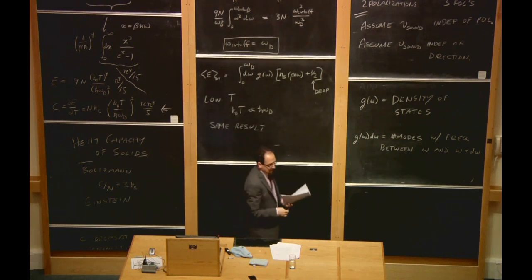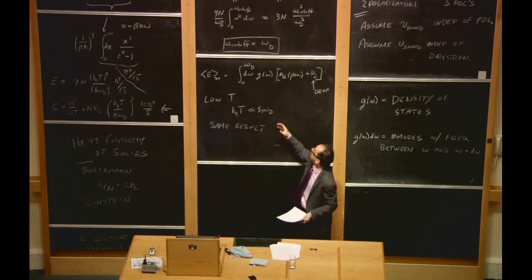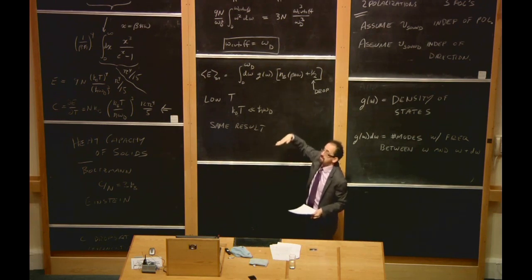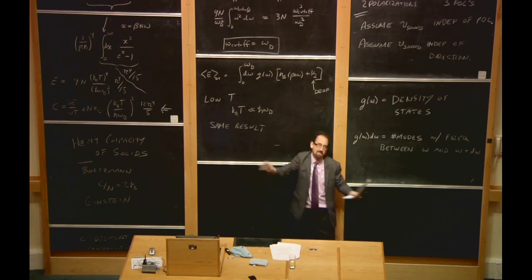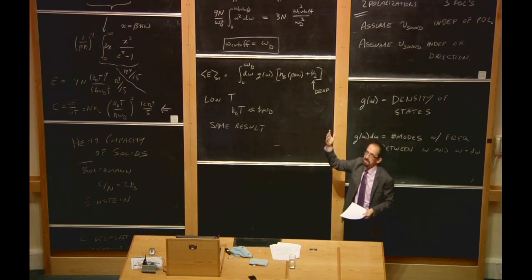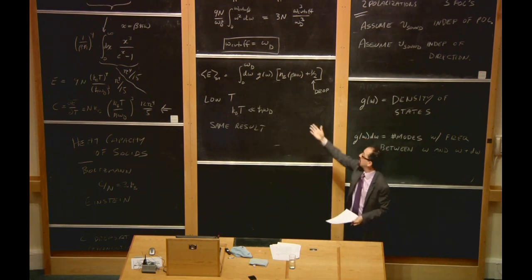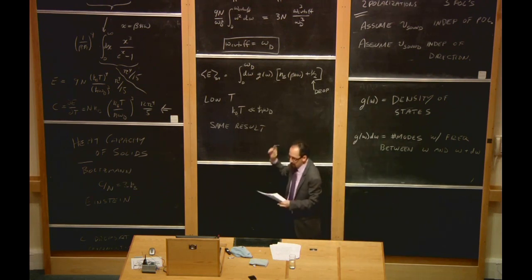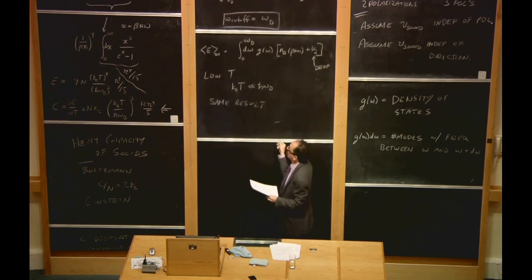Well, the reason nothing changes is because at low temperature, this Bose factor vanishes very quickly with frequency. By the time you're up near the Debye frequency, the Bose factor is essentially zero anyway. So it doesn't matter if you cut it off at the Debye frequency or twice the Debye frequency or half the Debye frequency. The integrand is zero anyway by that time. So you don't have to worry about the cutoff at all. At low temperature, the cutoff isn't doing anything. So you still get the T cubed heat capacity, which is what we want.